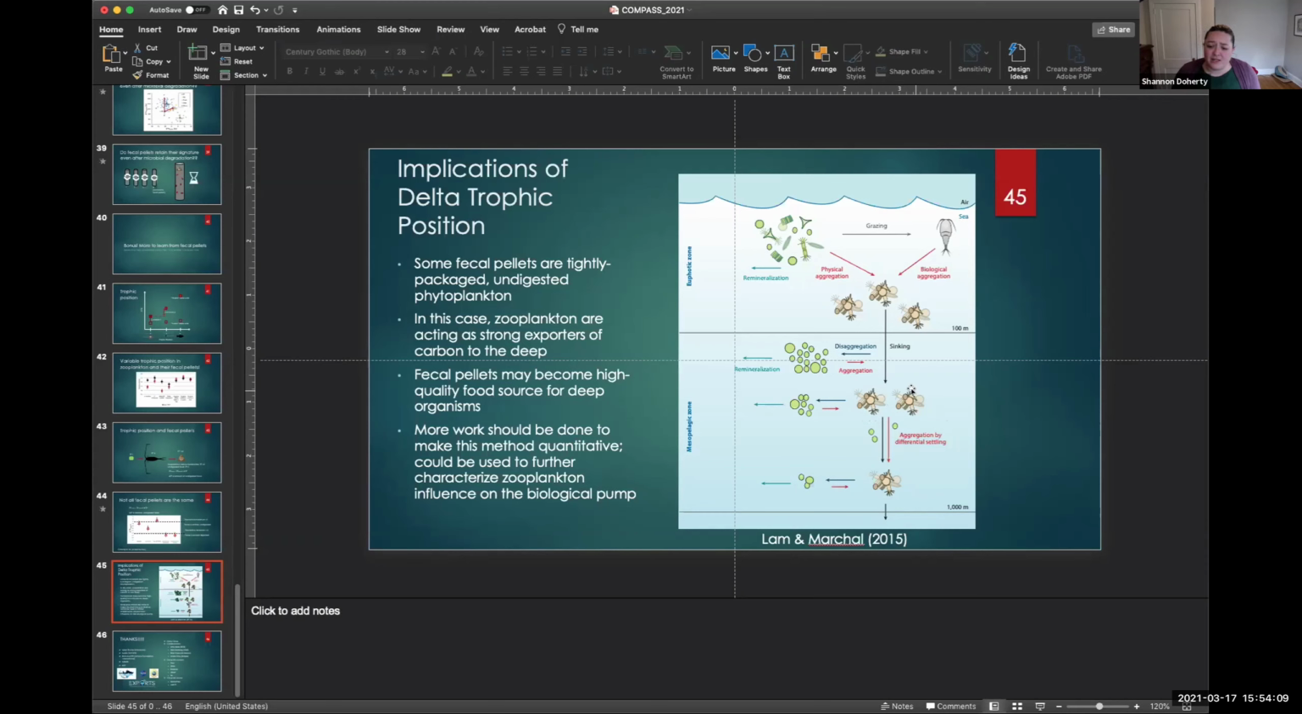If the zooplankton are feeding at depth, the fecal pellets would certainly have a higher trophic position than the ones at the surface, where they're consuming mostly phytoplankton. So that would be another way to do that.